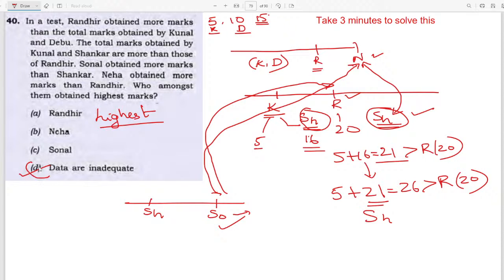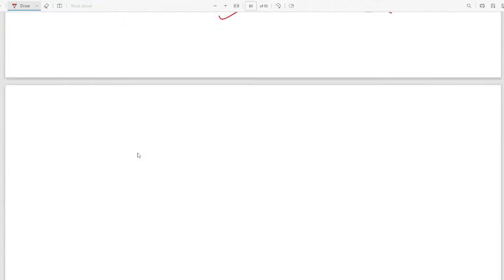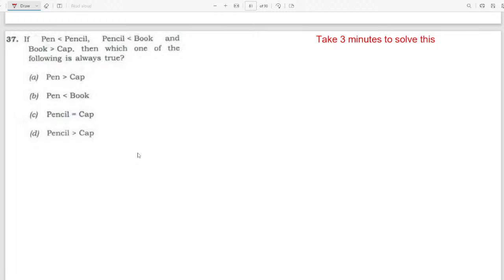If you have any doubts, please ask. See, the UPSC is actually giving questions which have option D also, that is none of the above. So please be very careful with these questions. If there are any doubts, please ask. Or else I will move to the next question. So take 3 minutes to solve this question.